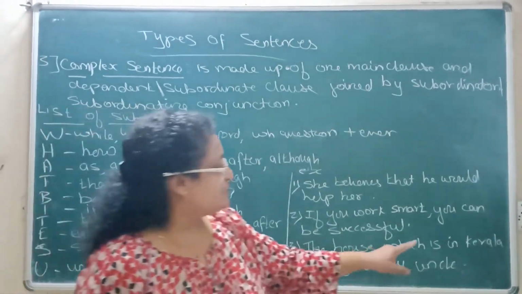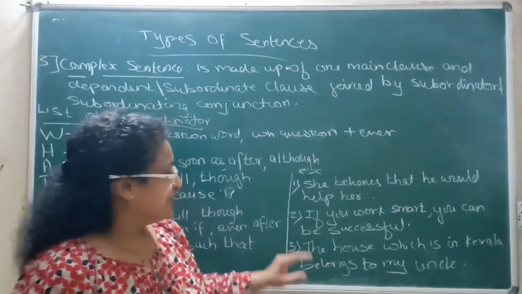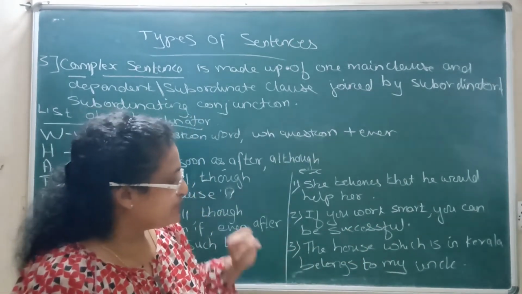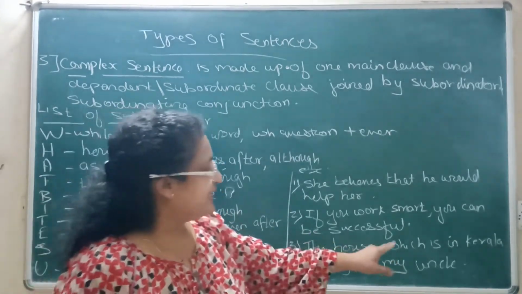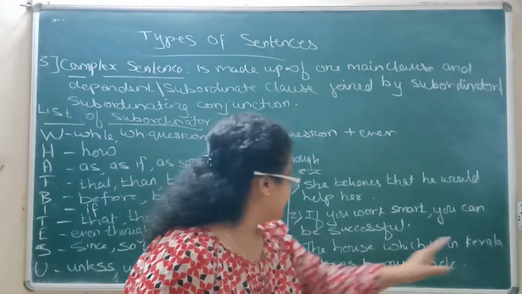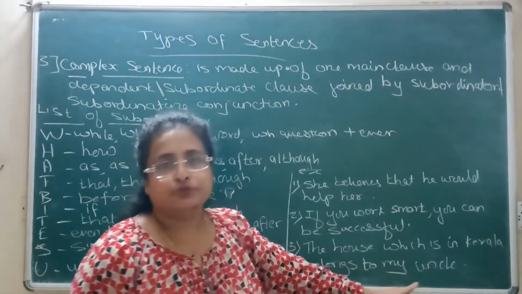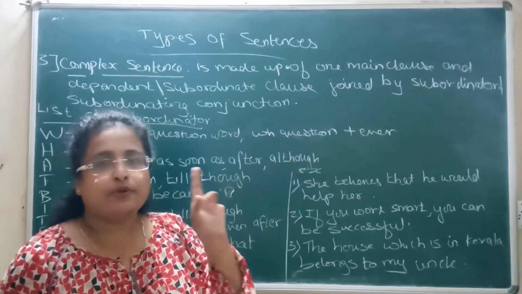See the third sentence. The house which is in Kerala belongs to my uncle. Now see here. In this, you may see what is the subordinator here? Which. Exactly. Now you may say, अच्छा which है तो end तक पूरा subordinate clause है, यानी कि you will say which is in Kerala belongs to my uncle. No, it's wrong. Why? What did I say? In a clause there will be only one finite verb.